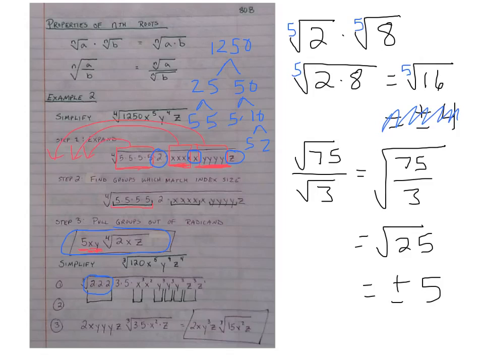Pull out a group of 3 2's. Can't do anything with the 3 or the 5. Pull out one group of x to the third, which is equal to x once we take the third root of it. And then I have 3 groups of y to the third, so I'm able to pull out 3 y's. And in the end, I have the z to the third, and I'm able to pull out the z to the third. This leaves me with 3 times 5 times x squared times z on the inside. So 2x y to the third, z, and then we have the third root of the pieces that are left.